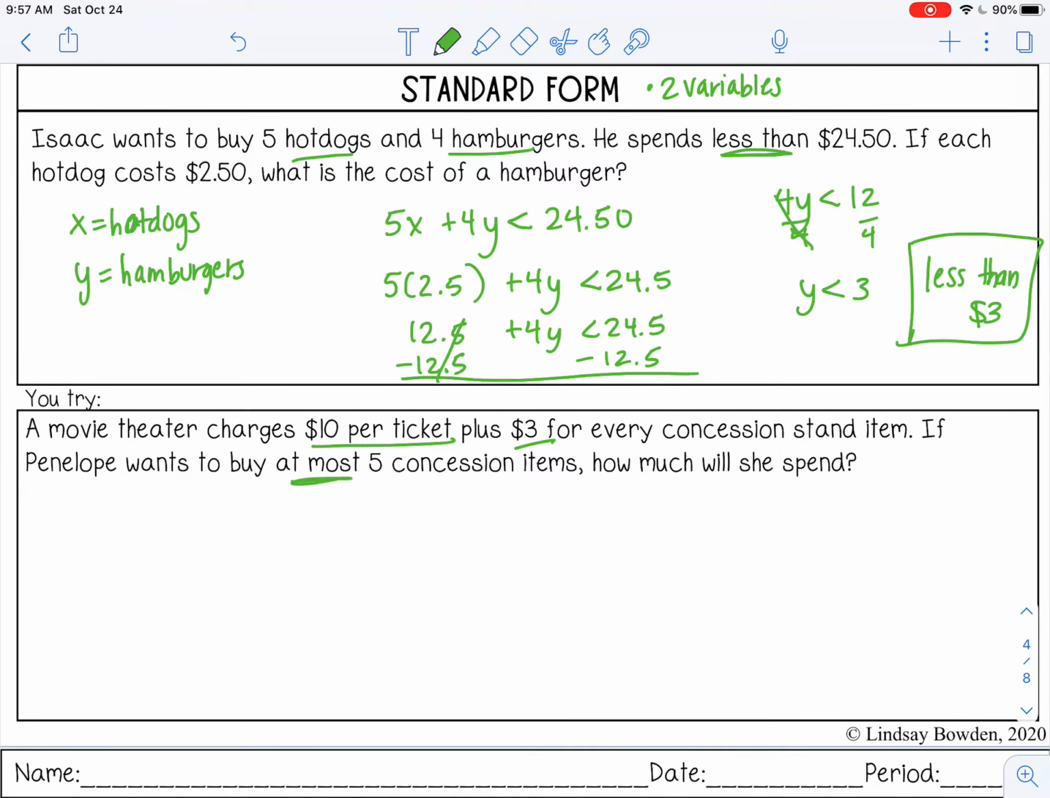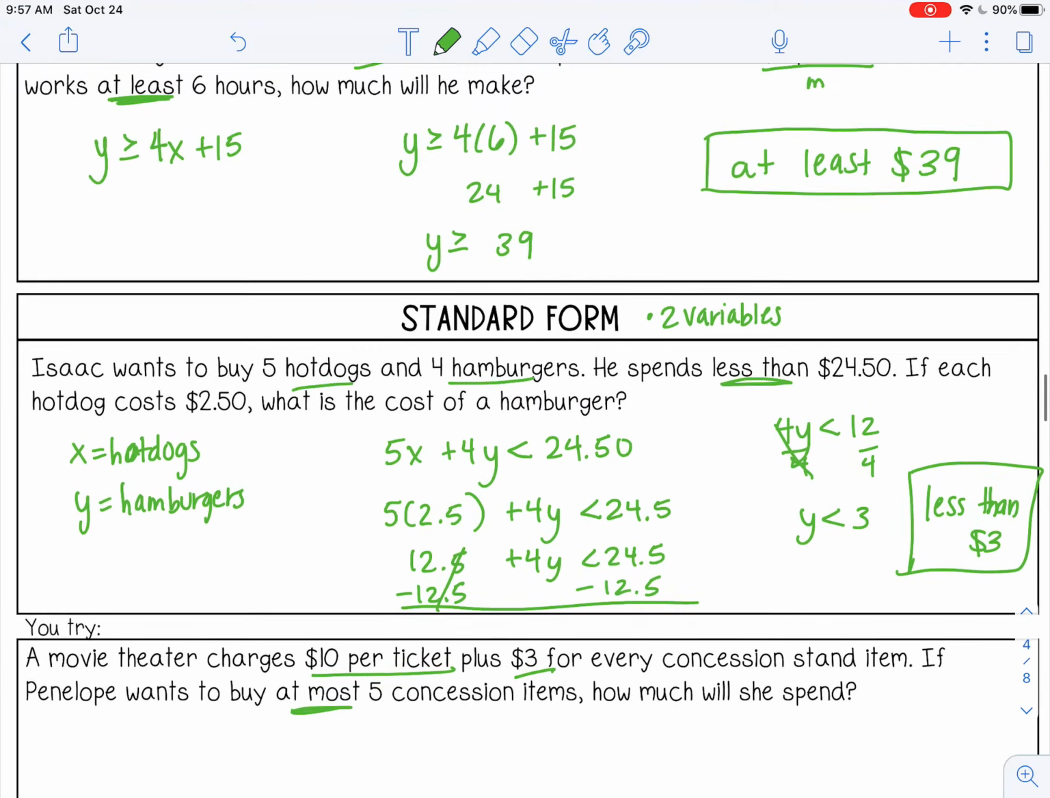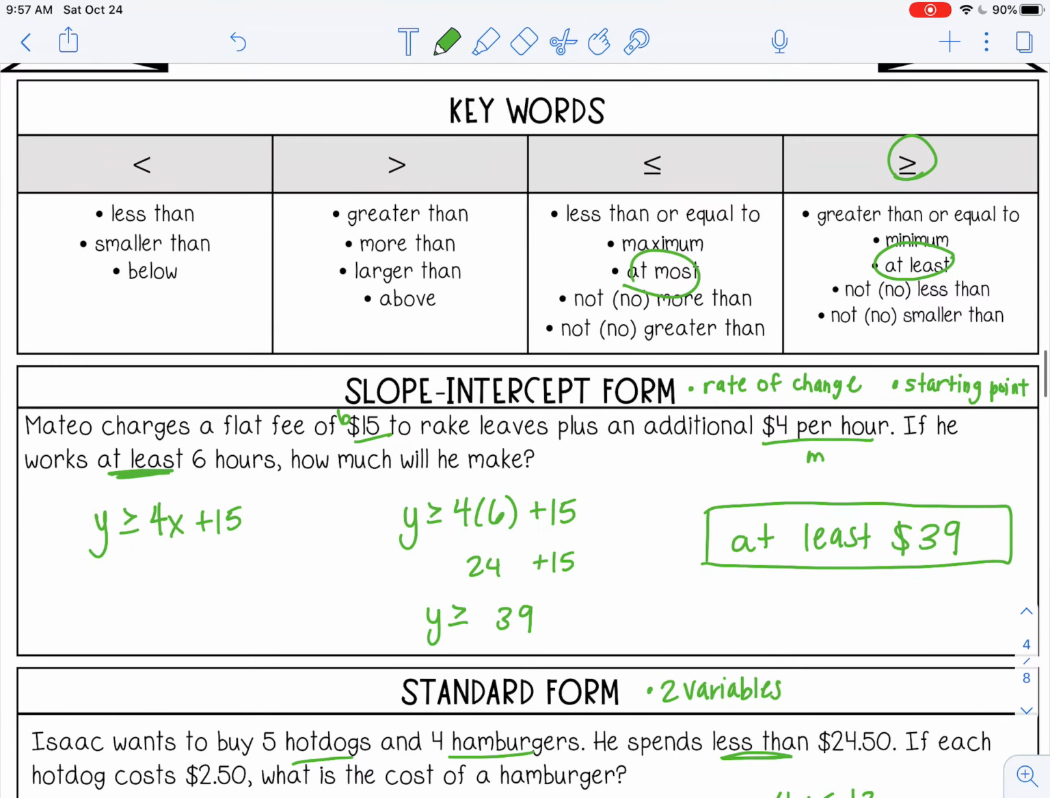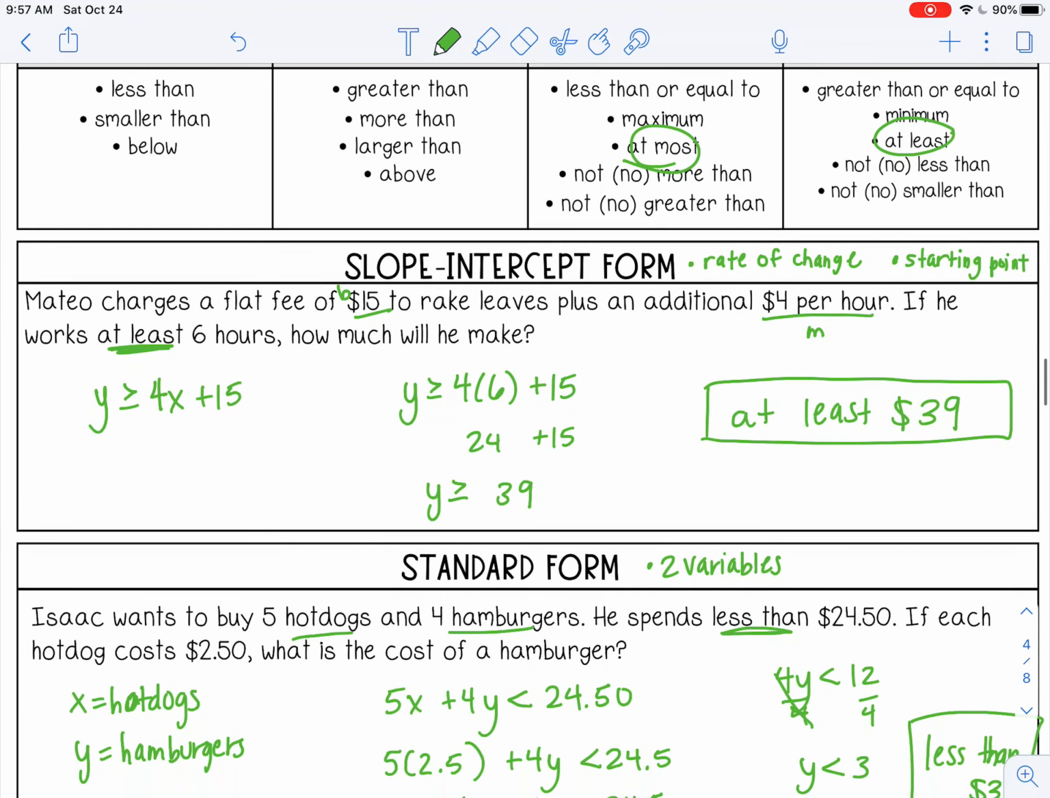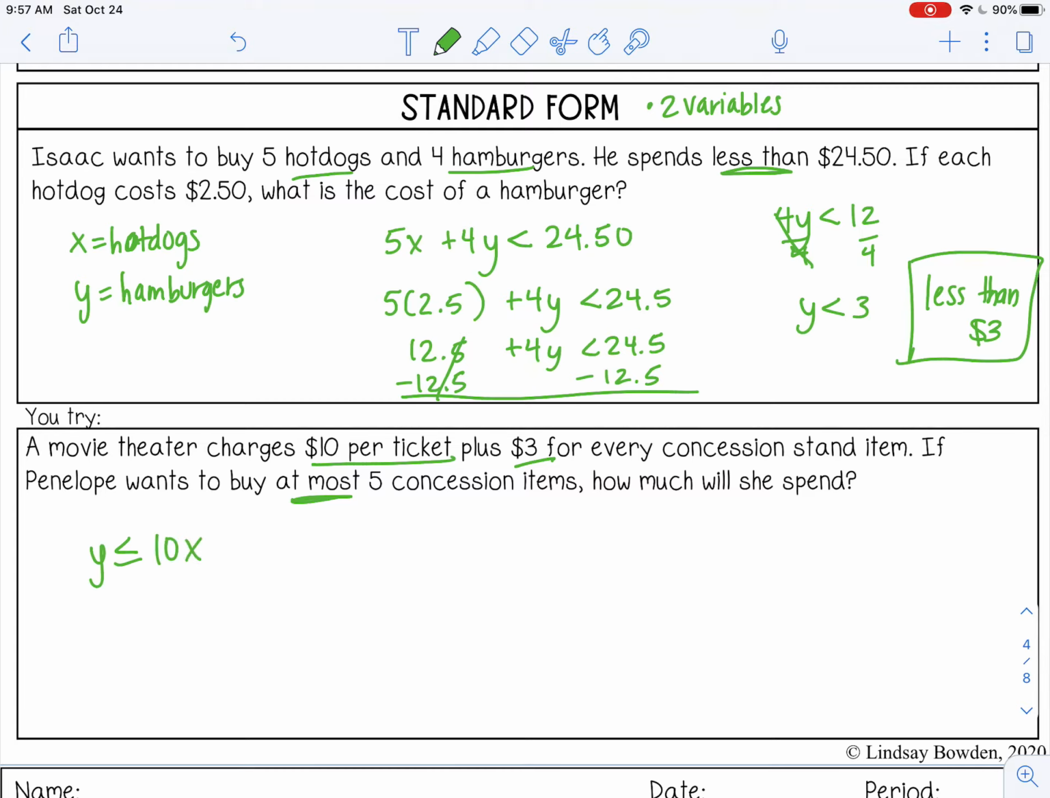And this one is at most, so the inequality sign, if you look at the top, at most, is going to be less than or equal to. So y is less than or equal to 10 per ticket plus $3. All right, so let's answer the question. If Penelope wants to buy at most 5 concession items, how much will she spend?